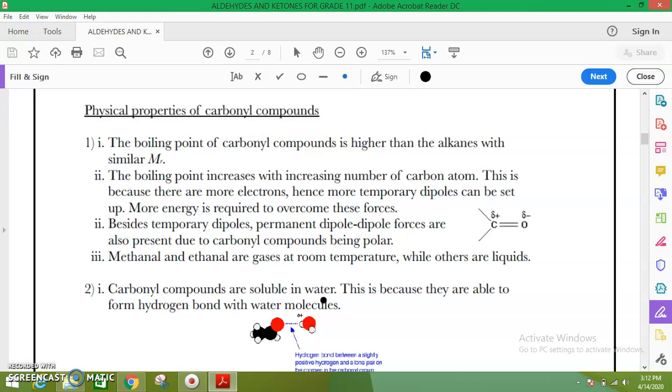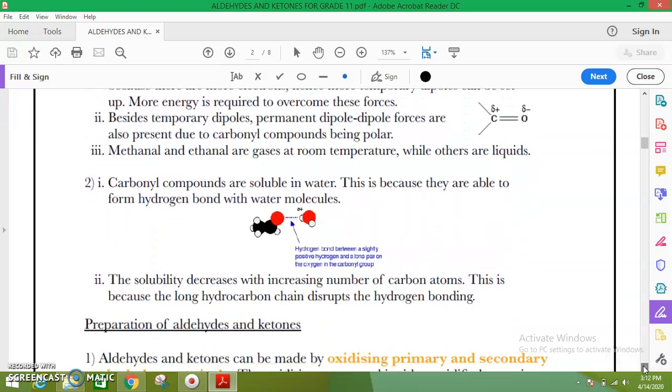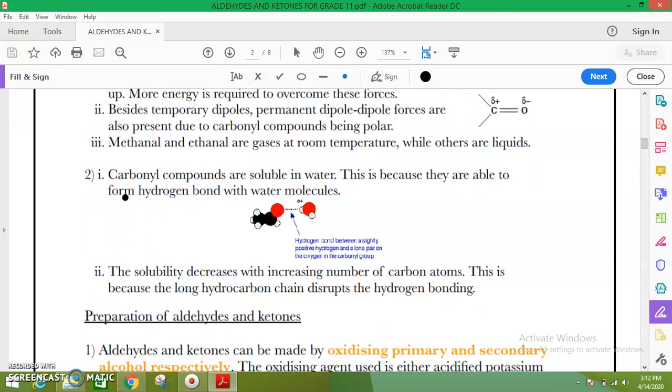Carbonyl compounds are soluble in water. This question will come: why are carbonyl compounds soluble in water? This is because they are able to form hydrogen bonds with water molecules. So they can form hydrogen bonding between the partial positive hydrogen and the negative oxygen. Here the negative oxygen and the positive hydrogen from water. When both combine, look here, this hydrogen from water and this oxygen from the carbonyl compound form this hydrogen bond. Because of hydrogen bonding, they are soluble in water.